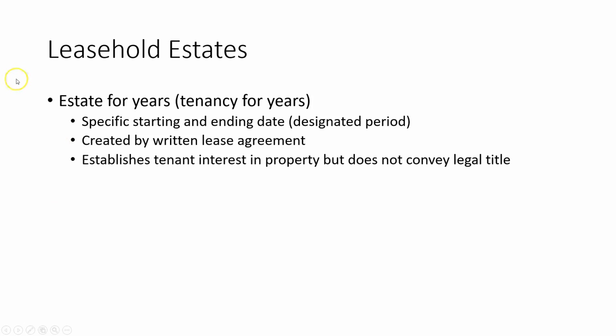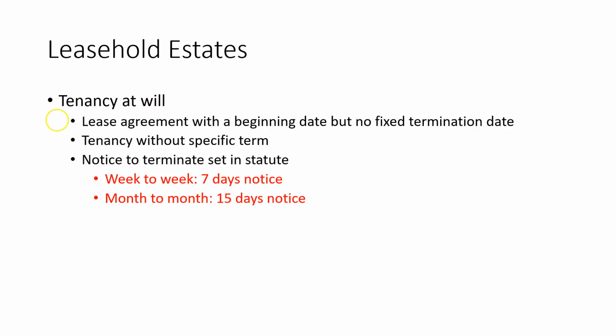Leasehold estates. We have three different types. The first one is a tenancy for years or estate for years. There is a specific starting and ending date, which is a designated period. This is typical of a lease that we would normally get if we're renting an apartment. It is created by written lease agreement, establishes tenant interest in the property but does not convey legal title or ownership.